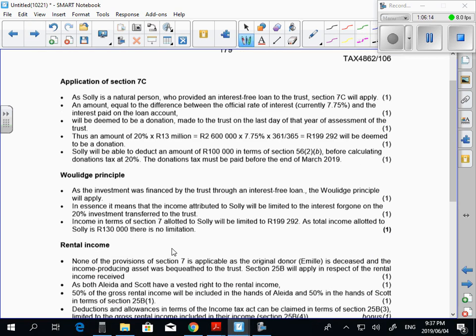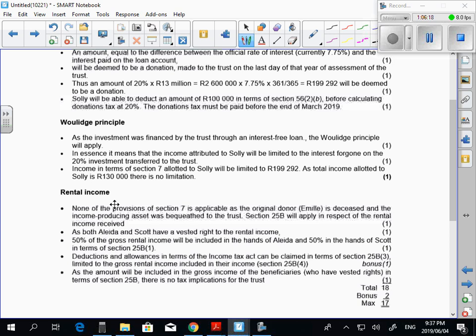Guys, sorry, just look at rental income first before we look at Woolage and the other one. Rental income, it says none of the provisions of section 7 is applicable as the original donor is deceased. An income-producing asset was bequeathed to the trust. They both have vested rights to the rental income. 50% is included in Aleda's income, 50% in Scott's. They can claim deductions in terms of 25B3. If they're losses, they can claim it in terms of 25B4. It says as the amount will be included in the gross income of those who have vested rights in terms of 25B, there's no tax implications for the trust, so the trust gets taxed on nothing.